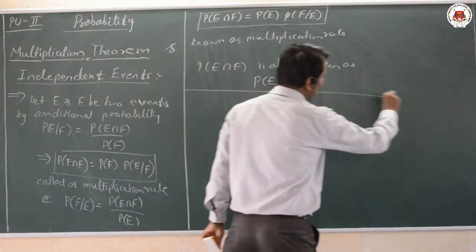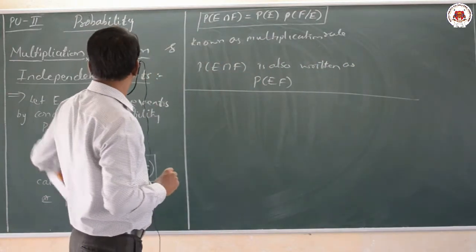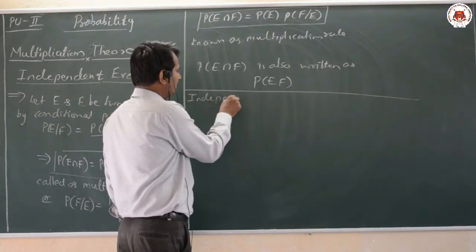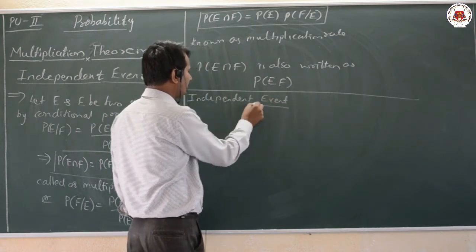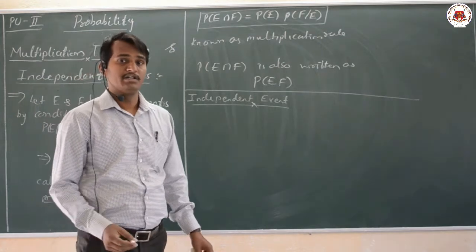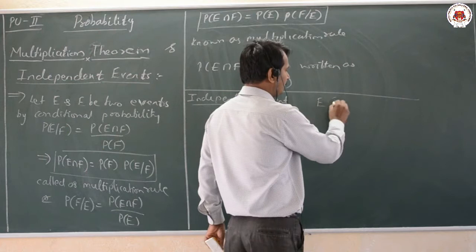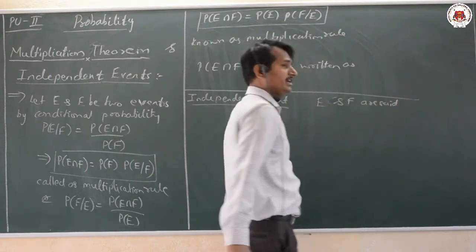Now, dear students, let us observe what we mean by independent events. According to the definition of independent events, if we have two events E and F, they are said to be independent.